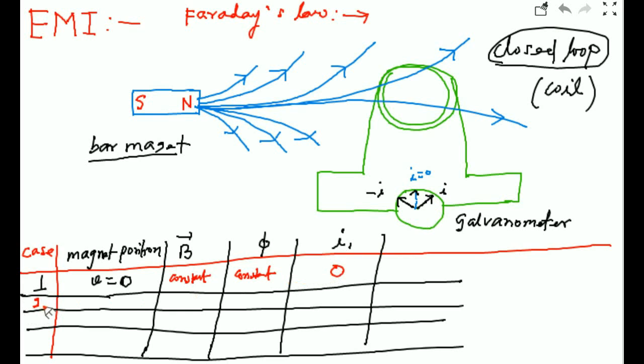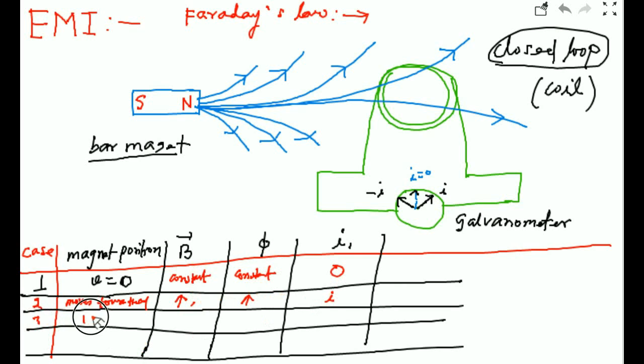Second case, he moved the magnet towards the coil. So it means the magnetic field is increasing, and the flux is also increasing. The main point is that the magnetic field is changing. So the flux is also changing, and they observe current in the coil.